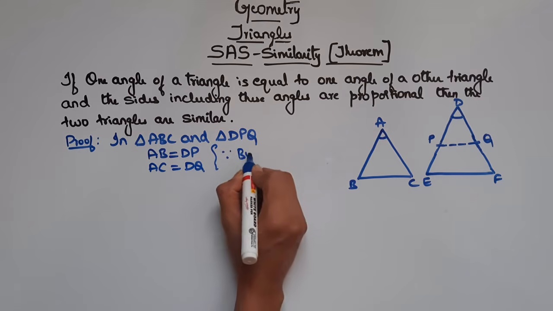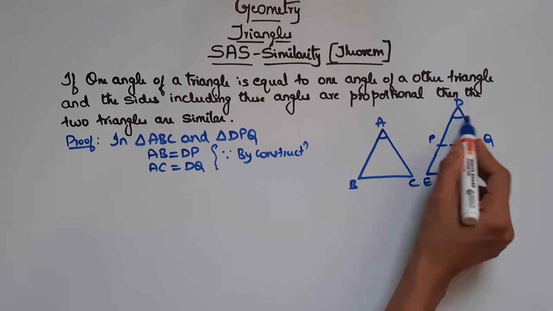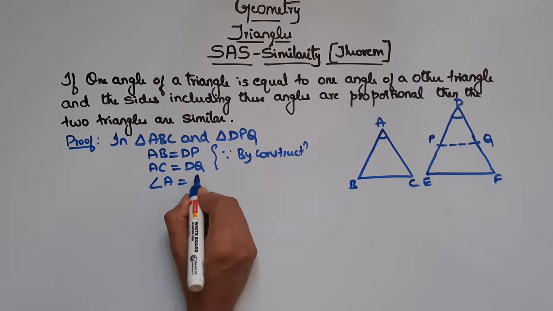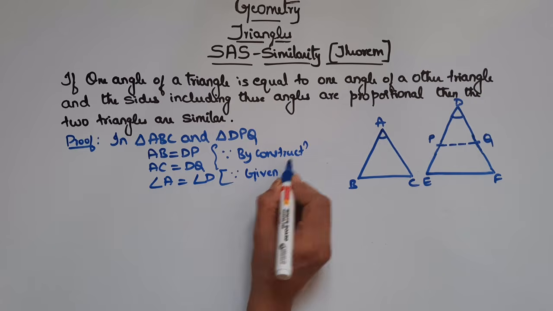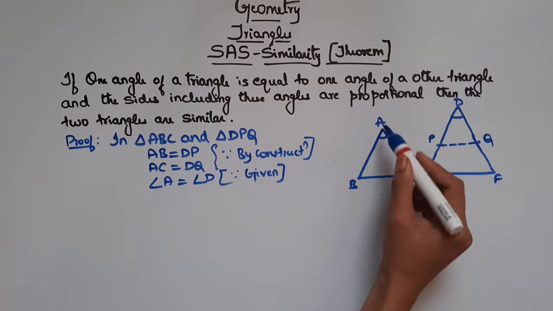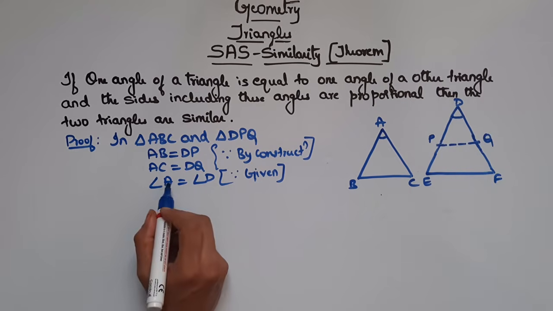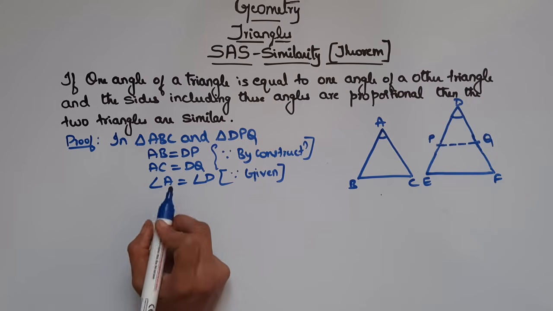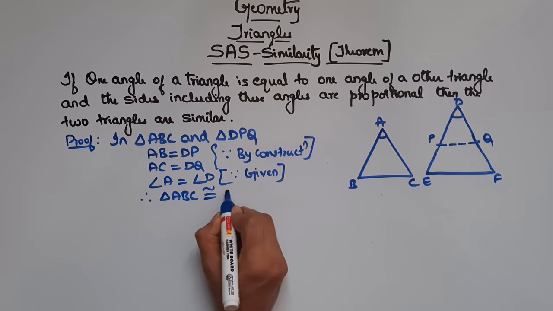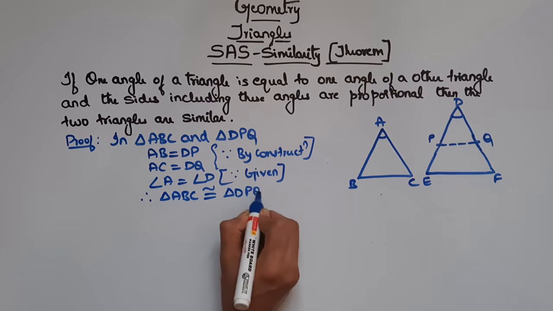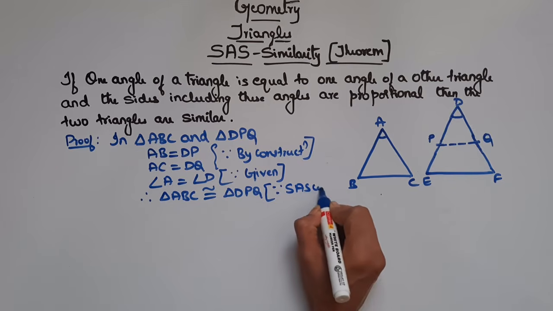Since by construction, right? And we also know angle A is equal to angle D. That is given, right? That means triangle ABC is congruent to triangle DPQ by SAS congruence rule, that is side angle side congruence rule. So therefore triangle ABC is congruent to triangle DPQ, right? Since by SAS congruence rule.